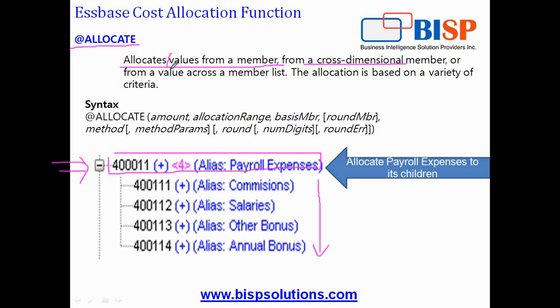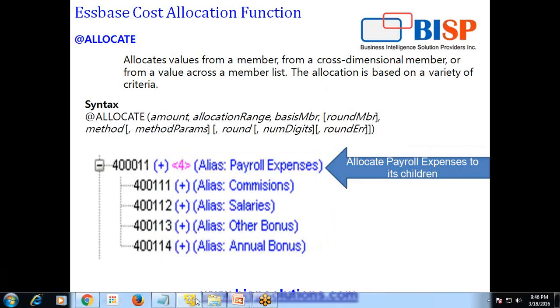So it could be a value or a cross dimension. Maybe I'd like to see payroll expenses with respect to budget payroll expenses from a value across a member list. So I want to allocate this value at parent level to all the children. Allocation is based on a variety of criteria. We're going to talk about different criteria: spread allocation, linear and based on percentage. So before we actually do it in Essbase, let's see how it looks in Excel.